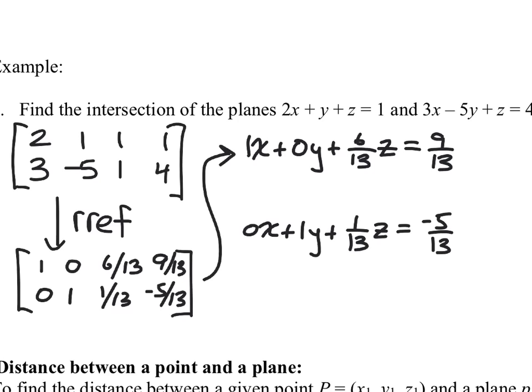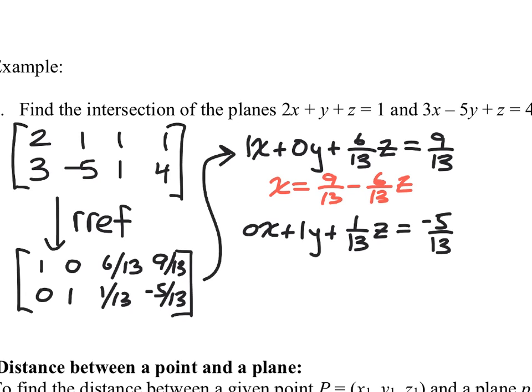All right. Now, in each of these cases, there is a variable that you can solve for. So solve for the variable that it makes sense to solve for. In the case of the first equation, the 0y is gone. It makes sense to solve for x here because it has a coefficient of 1. So I'm going to subtract off the 6/13 z. So that's going to be x equals 9/13 minus 6 over 13z.